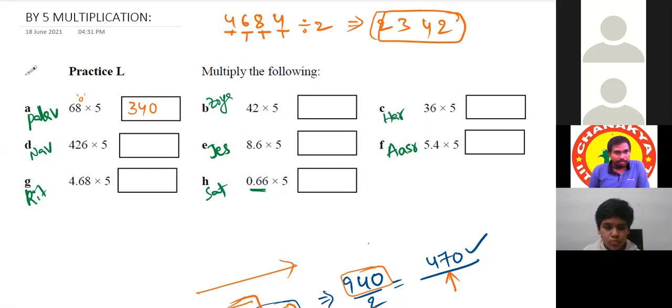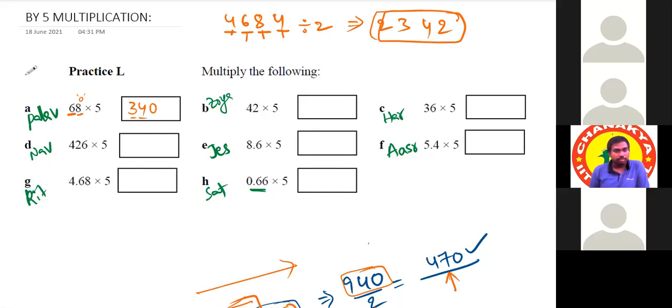So here, like Pallav said, half of 6 is 3 and half of 8 is 4. That's all. 3, 4. There is a 0, because there is no remainder, that's why 0.